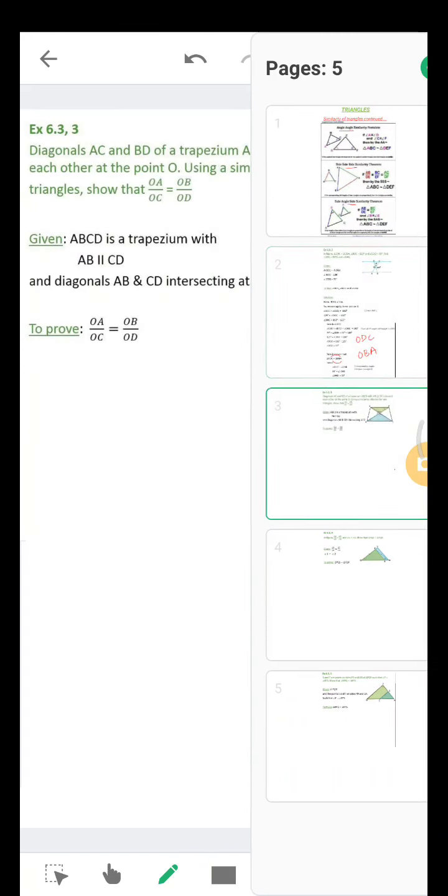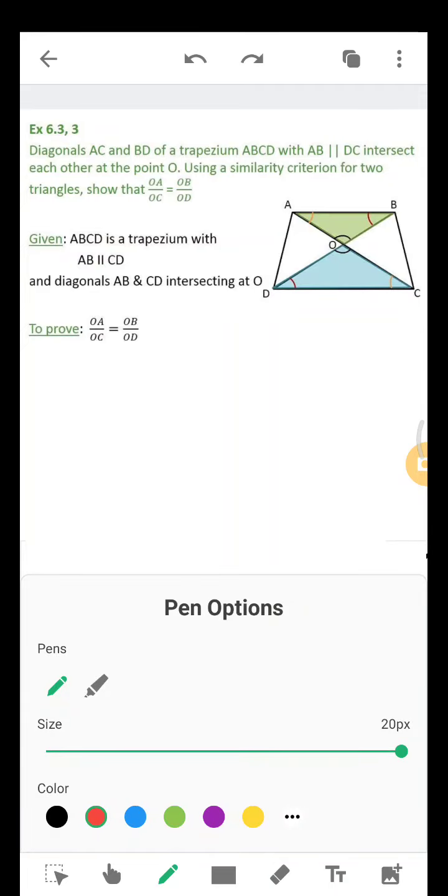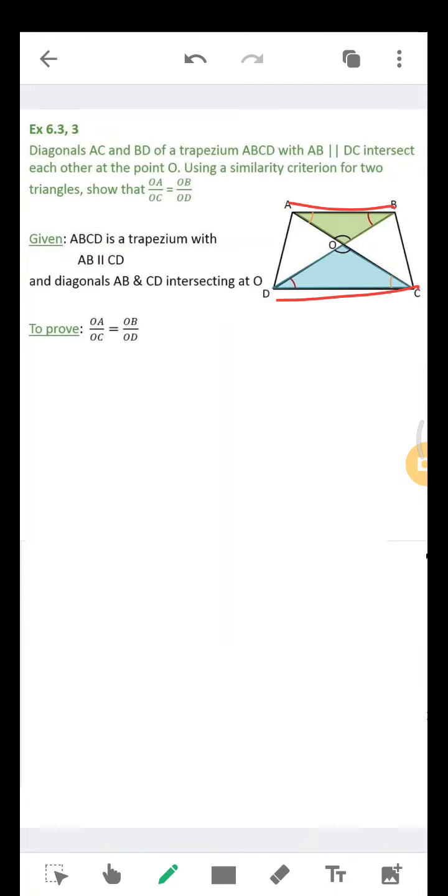Now let's go to the next question. In question number 3 of exercise 6.3, it's given diagonals AC and BD of trapezium ABCD. You know what a trapezium is? A trapezium is a quadrilateral in which one pair of sides is parallel. So ABCD is a trapezium with parallel sides AB and DC. AB is parallel to DC, given to us, and the diagonals AC and BD intersect each other at point O.